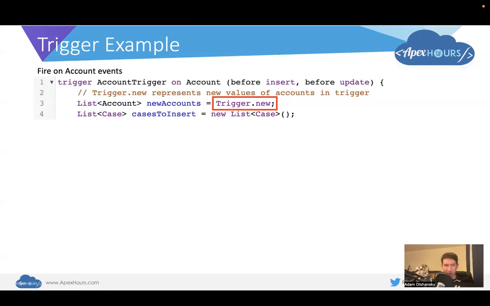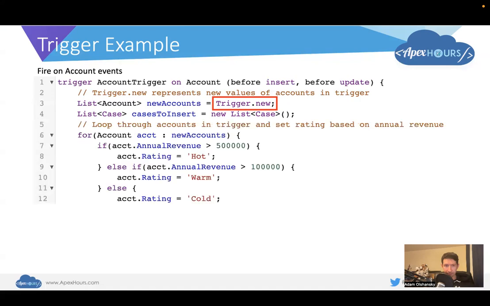And now in line 4, we're going to be working with some cases later, so I'm going to preemptively create a new list of cases called cases to insert. Again, probably telling us we're going to be inserting them at some point. And I'm just going to create a new empty list of cases for now, right? All right, so we have access to the accounts that fired our trigger, and we created a new empty list of cases. That's all we've done so far in our trigger. Okay, and now we're going to have a for loop in here.